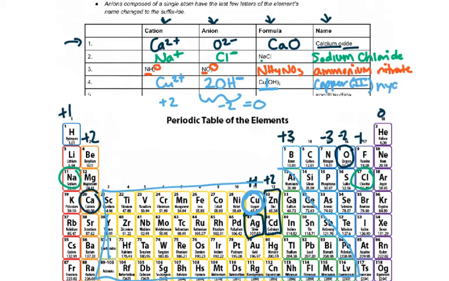And then the name of the polyatomic ion OH is hydroxide. So again, we don't change the name of the polyatomic ion, so hydroxide stays hydroxide. So there's a few examples.